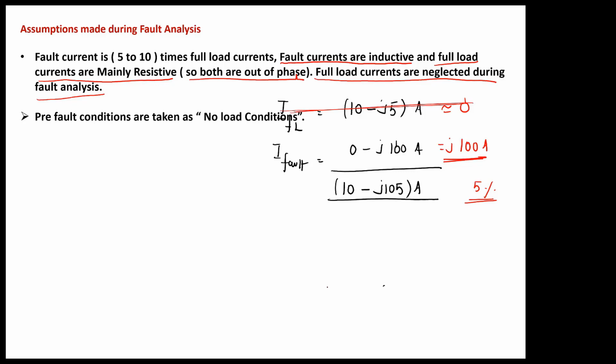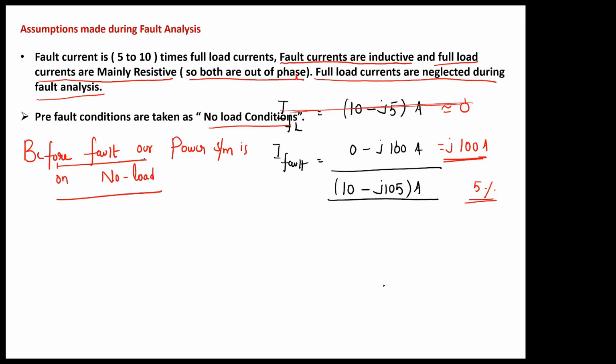So regarding pre-fault conditions, we assume that pre-fault conditions are no load conditions. That means we assume before occurrence of the fault, our power system is operating under no load condition. This is the first assumption that we make in the short circuit fault analysis.